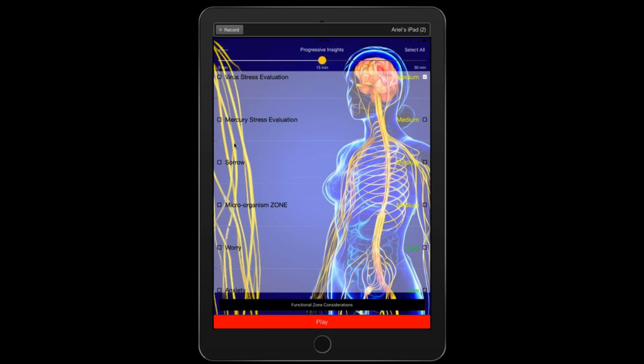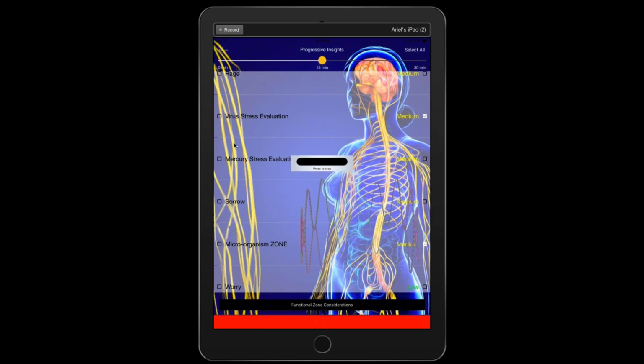And also the fungus. Now, it looks like the fungus was rather low. So let's stay with the virus stress evaluation and leave that in there. And let's do the microorganism zone as well. And let's balance those. So then you would balance those for however long your cycle is here, probably 3 minutes, and see what percentage rectification you get.